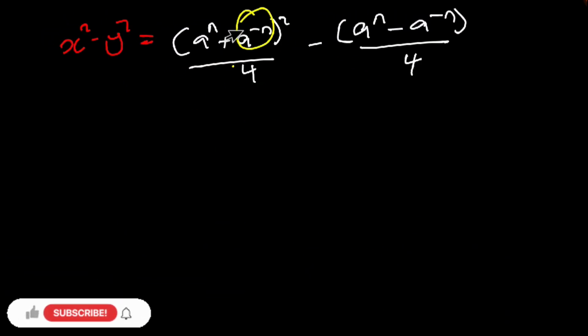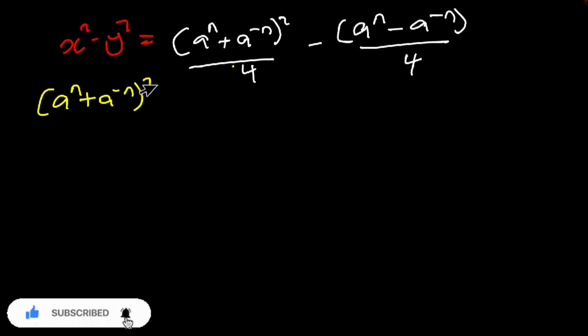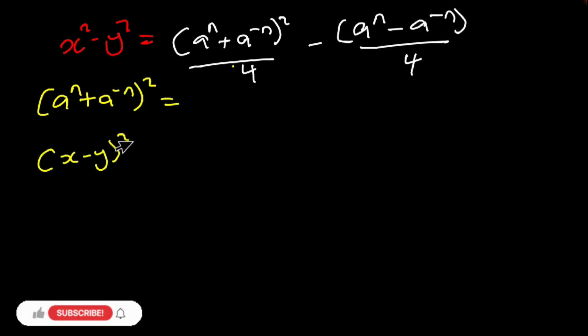So let's simplify these numerators. For s squared, we're going to have a raised power n plus a raised power negative n, then square. And this thing is equal to, if you have x minus y square, the easiest way to expand this is take this x and square it. So you have x square.